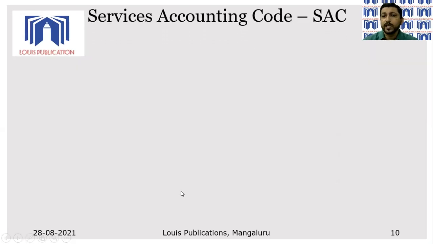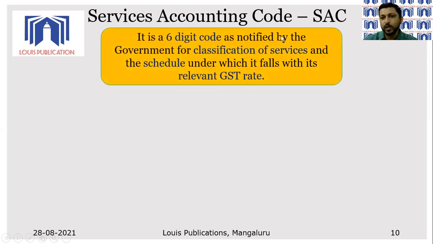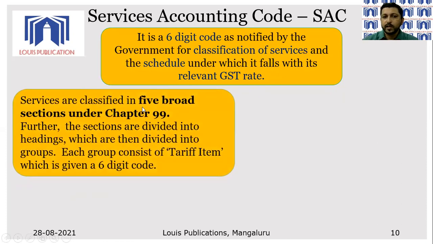Let's move to Services Accounting Code, called SAC. We don't say SAC code; it is simply Services Accounting Code. Now, what is the Service Accounting Code? We can easily remember the international HSN code, 6-digit. Service Accounting Code is a 6-digit code as notified by the government for classification of services and the schedule under which it falls with its relevant GST rate. Services are classified into 5 broad sections under Chapter 99. Further, the sections are divided into headings, which are then divided into groups, and each group consists of a tariff item which is given a 6-digit code.